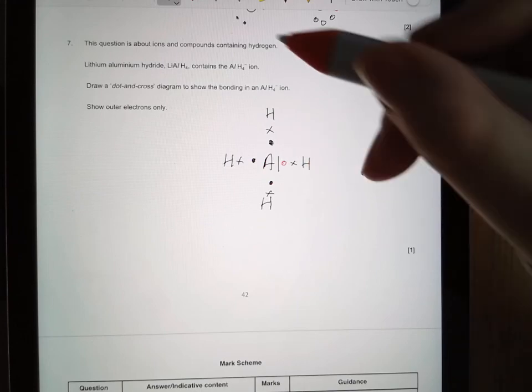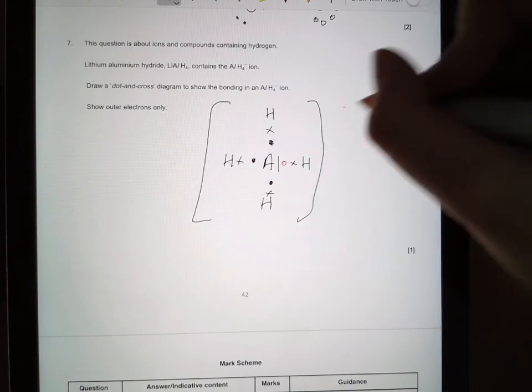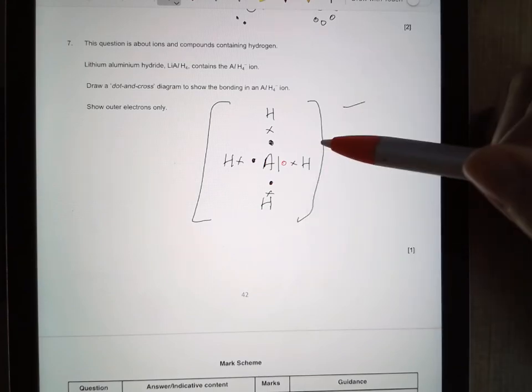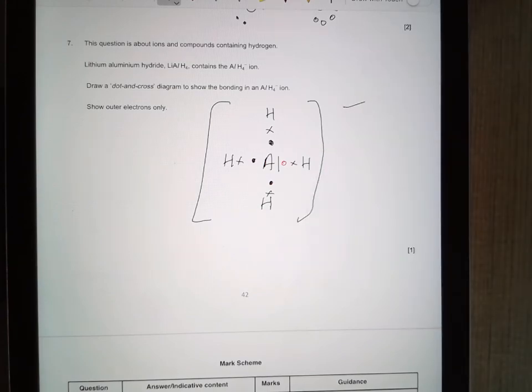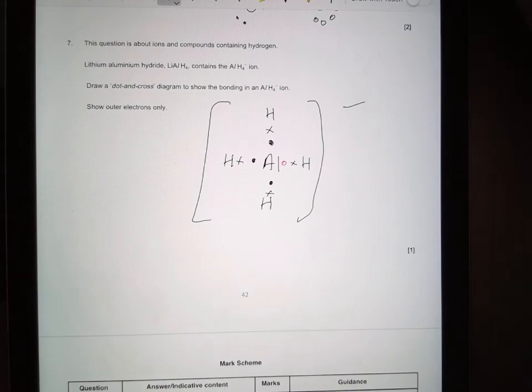Because aluminium is gaining an electron, that's why you end up with a negative charge on the ion overall. But yeah, that is a slightly harder one just because you've got aluminium and hydrogen. You might have been expecting ionic bonding. It is in fact covalent bonding.